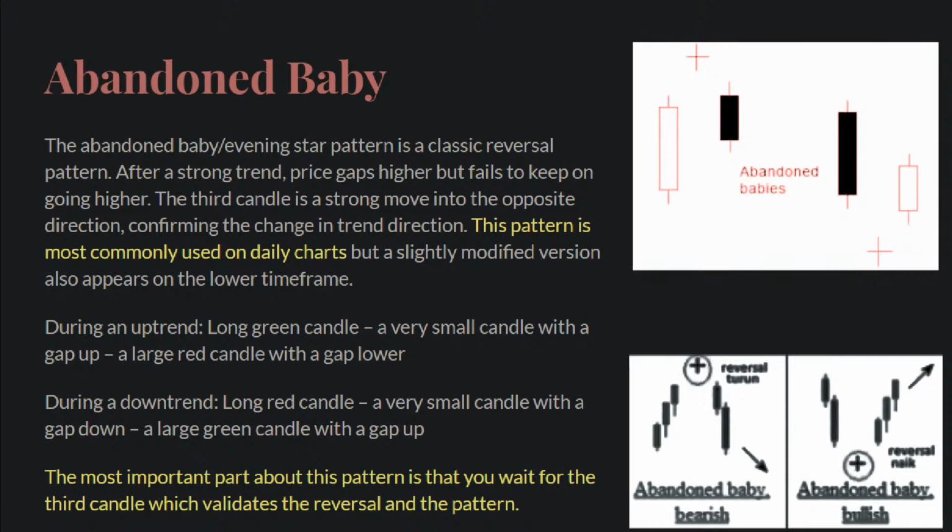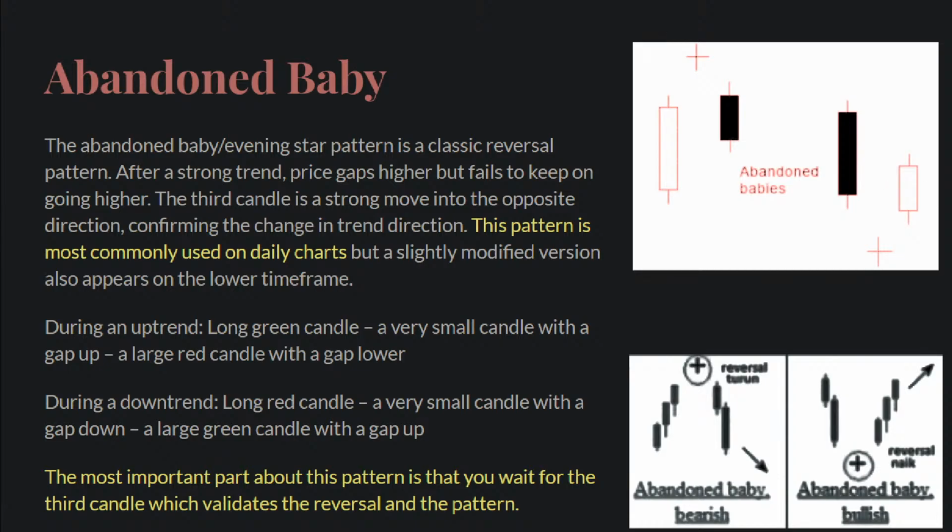Now, during an uptrend, long green candles with a very small candle after a gap up, and then a large red candle to change the trend would be a bearish one. And then the same situation would occur for a downtrend. We're coming from a downtrend, and there's like 10 red candles or black candles in this case coming down, right? And then all of a sudden we get a gap down to make our doji, and then a gap up to start our new trend. And it should reverse fairly well in this case.